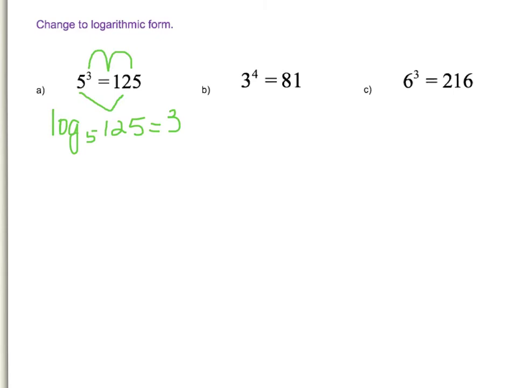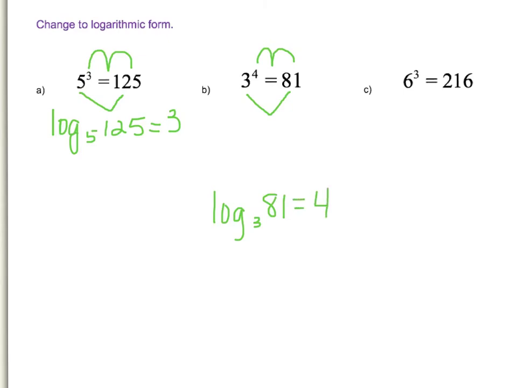We have log base 3 of 81 is equal to 4. So we would write it like this. I'm going to move down here and write it. Log base 3 of 81 equals 4.